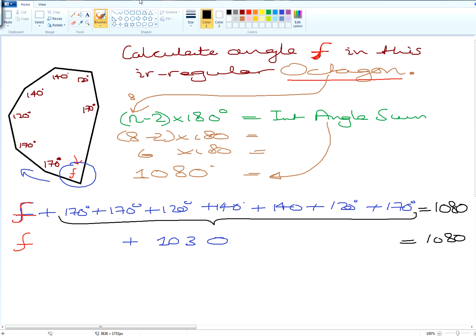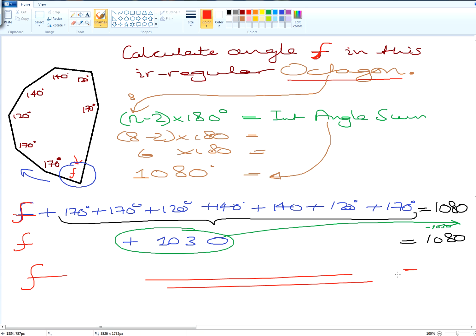Now, can you explain to the class how do we work out the value of F? We need to do the opposite of add 1030, which is take away 1030. So what's F going to equal then? F is equal to 50 degrees.